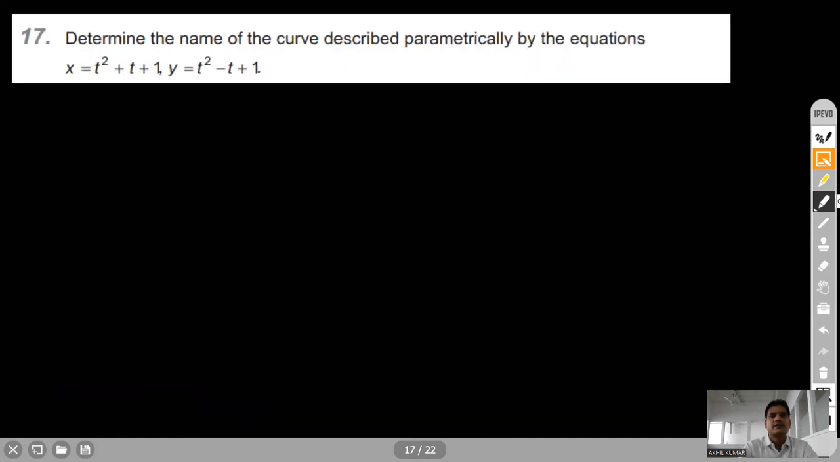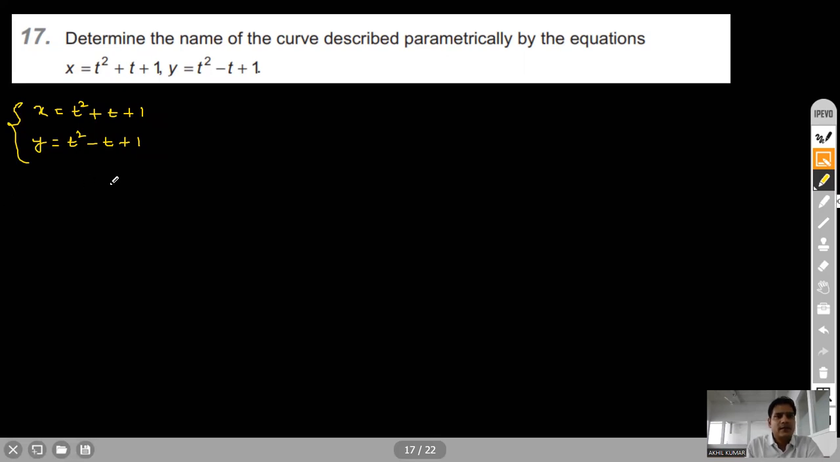Now let's take question number 17. Similar question. Determine the name of the curve described parametrically by this equation. The x and y coordinates are given in parametric form. Our x is t square plus t plus 1, and our y is t square minus t plus 1. We have to find which curve this parametric form will generate, and what the name of the curve is.